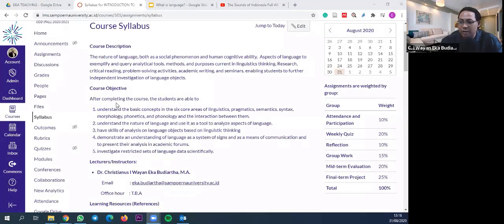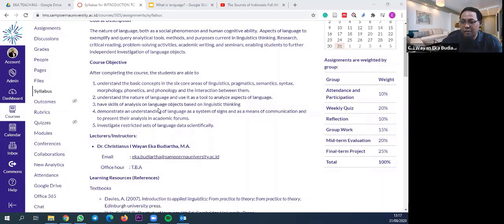I'd like to discuss the nature of language, actually. Yeah, those are the discussions that we would like to have a lot here. Aspects of language to exemplify the query of analytical tools, method, and the purpose of current linguistic thinking. Research, critical reading, problem solving activities, academic writing, seminars, and so on are parts of the course.